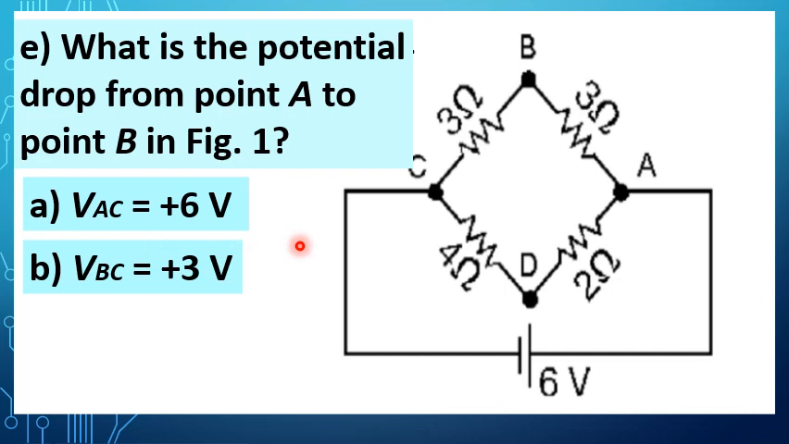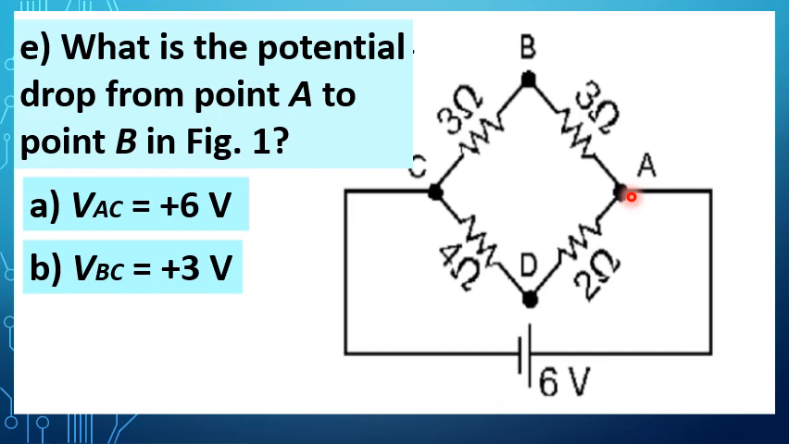As shown in the diagram, the potential difference across points AC, all right, we can figure out that across points AC, the EMF or electromotive force of the battery, which is 6 volts, is exactly the potential difference across points AC, and that is positive 6 volts.